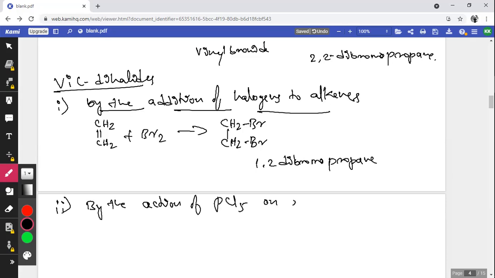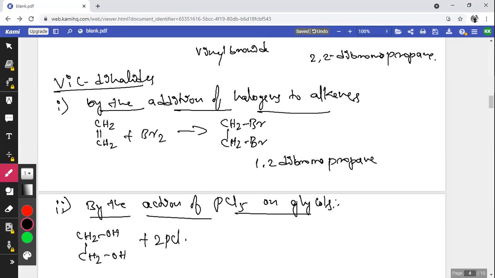Then the second method of preparation is by the action of PCl5 on glycols. What is meant by glycols? They are vicinal alcohols like CH2OH-CH2OH, where alcoholic groups are present on adjacent carbon atoms. On treating with PCl5, it forms vicinal dihalides like 1,2-dichloroethane with the liberation of 2 molecules of POCl3 and 2 molecules of HCl.